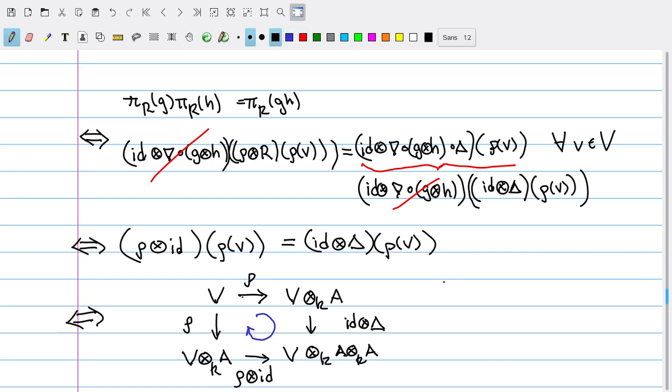So this proves that the bijective correspondence above restricts to a bijective correspondence between representations and comodule structures. This completes the proof.